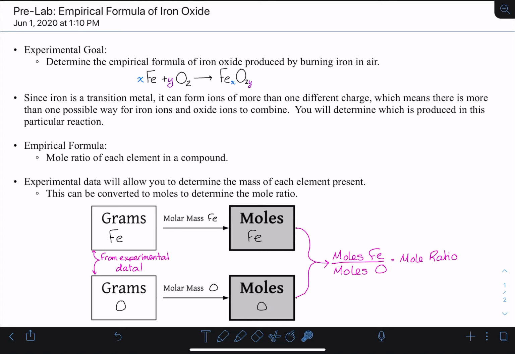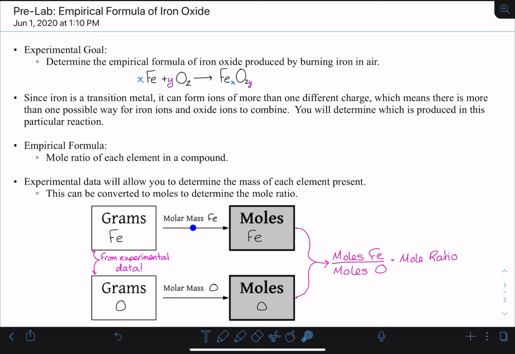So you'll be doing that by determining the empirical formula, which, as we know, tells us the mole ratio of each element in a compound. And you'll do that by collecting experimental data that gives you the mass of each element present. So from your experimental data, you will know the mass of iron in grams, and you will know the mass of oxygen in grams that are present in the iron oxide.